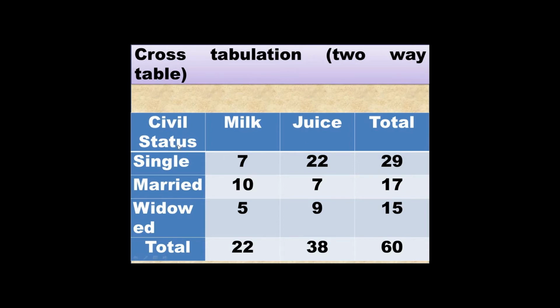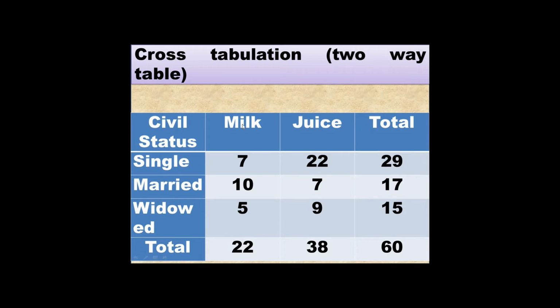Now we can interpret out of this table that the frequency of single who drank juice is 22 compared to those who drink milk. But in total, those single who drink milk and juice is 29. Among the married, there are 10 married people who drink milk and also 7 married who drink juice. So in total, those married respondents are 17. In the widowed group, 5 of them drink milk and 9 of them drink juice, so a total of 15.